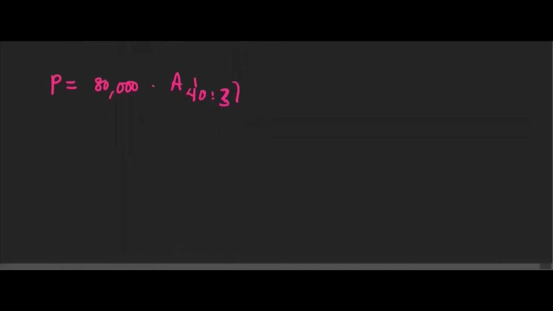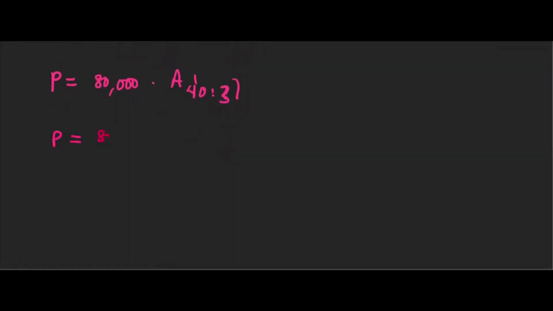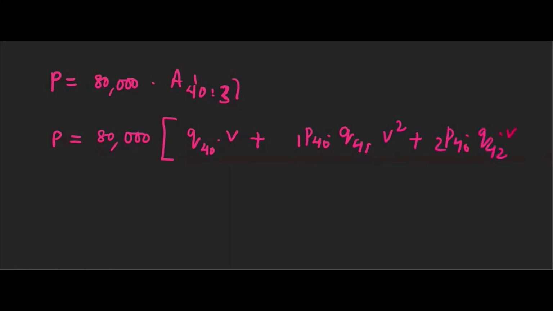If you remember, this is term A43. Let me expand it. Okay, 80,000, and I will write here the first term, that is Q40 V, and the second term with this probability, P40 Q41 V square, okay, and the third term is P40 P41 Q42 V power 3. These are the terms, okay. Three terms should be there because this is a term assurance.